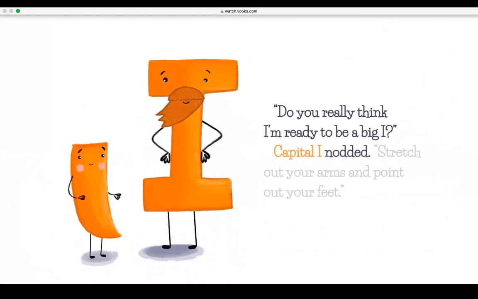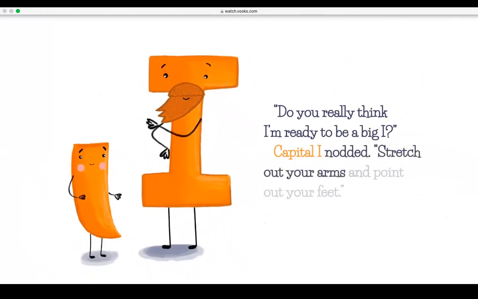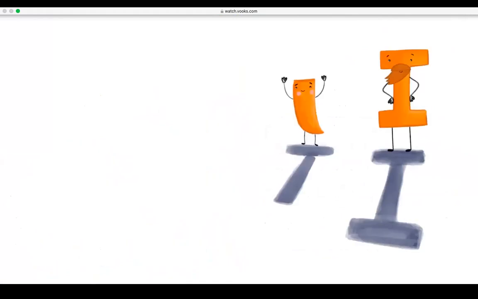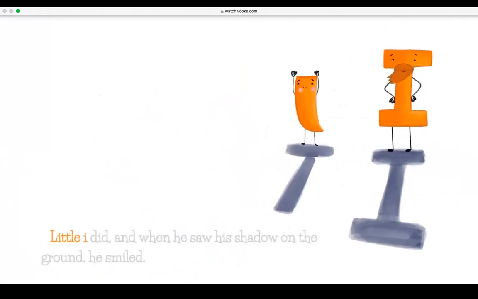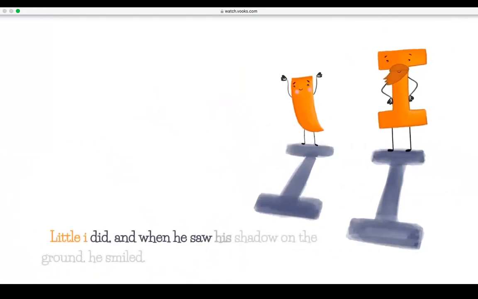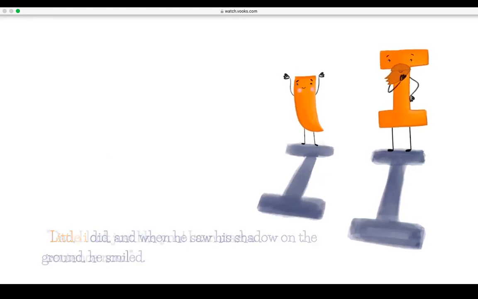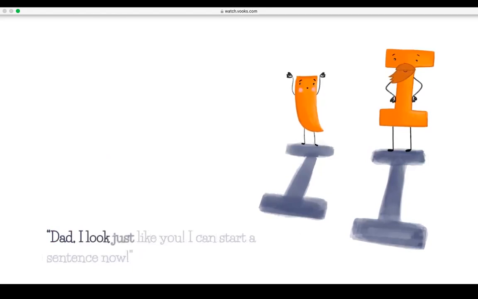Capital I nodded. Stretch out your arms and point out your feet. Little I did, and when he saw his shadow on the ground, he smiled. Dad, I look just like you. I can start a sentence now.